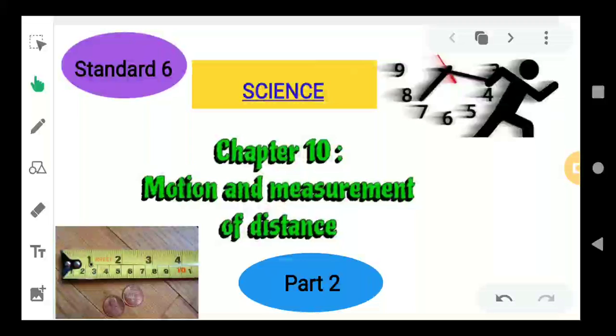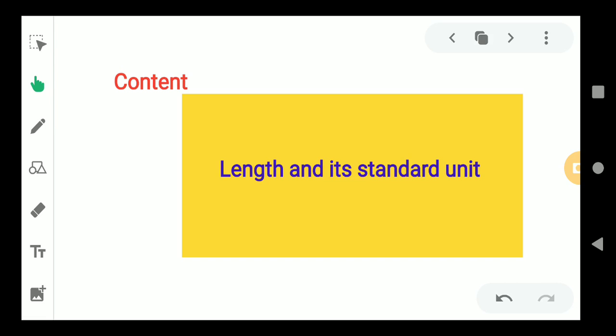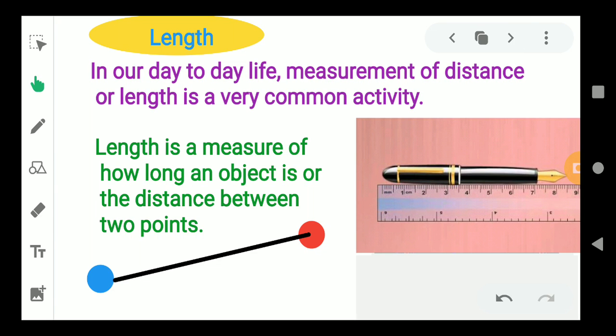Today we are continuing with chapter 10, Motion and Measurement of Distance. Today we are going to discuss length and its standard unit. Every now and then in our life we are concerned about length or distance. In our day-to-day life, measurement of distance or length is a very common activity. Please consider the distance from your home to the nearest shop. Think about the distance from your home to the school.